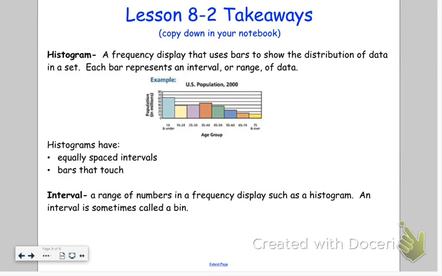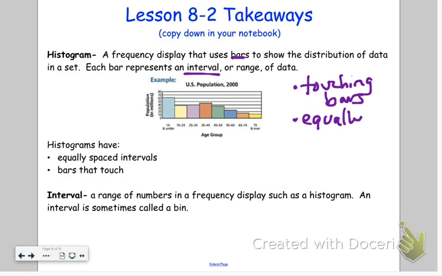And now for our takeaways. Remember, a frequency display that uses bars and that has intervals, that's a histogram. So it must have, this is so very important, you might want to highlight this, it must have an interval or intervals, and it must have bars, and they should also be touching and equally spaced intervals.